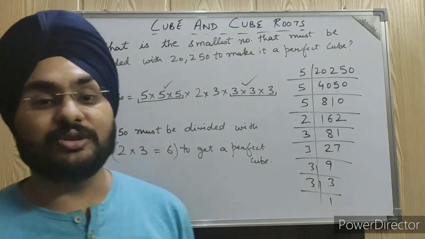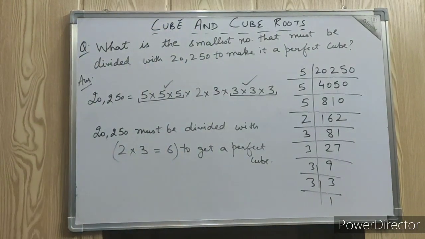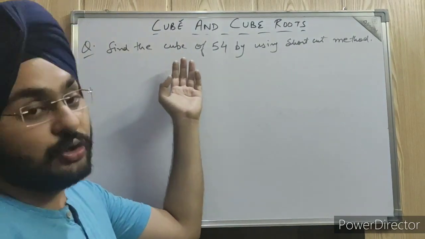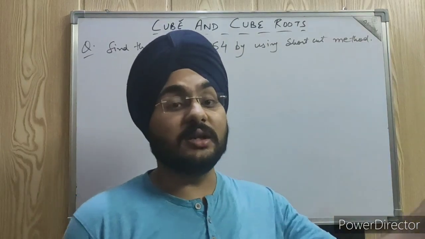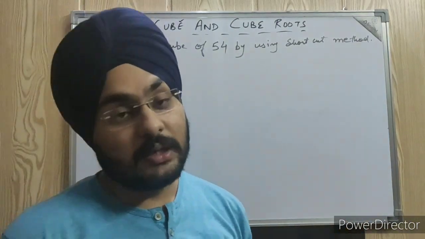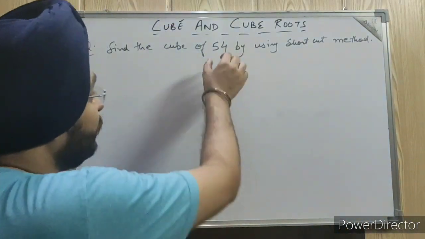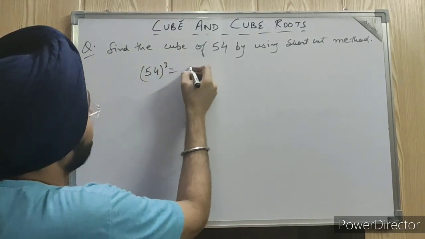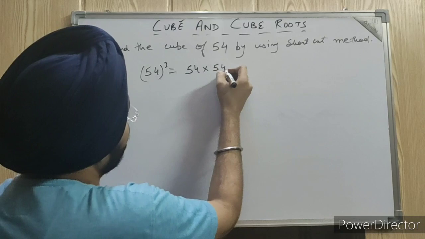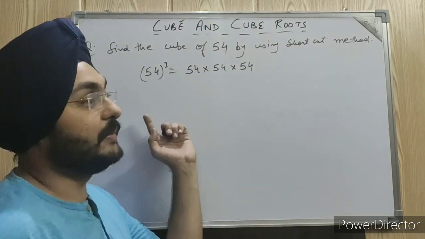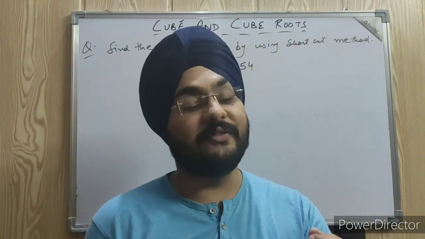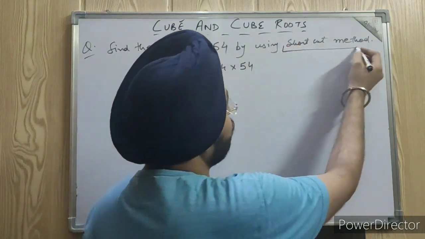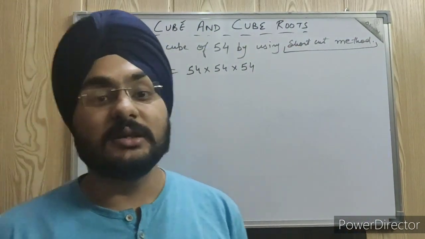So coming to the next question now. He is saying find the cube of a given number by using the shortcut method. So basically, if you want to find the cube of 54, you will find it this way: 54 multiplied by 54 multiplied by 54. You will be multiplying 54 three times and you will find the cube of 54. But now we will be using the shortcut method for finding this cube.